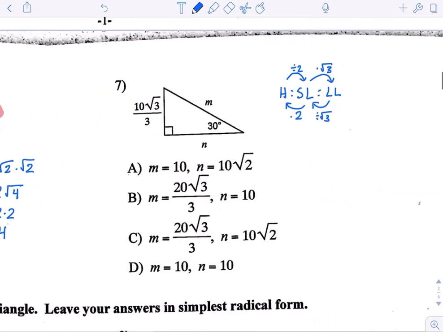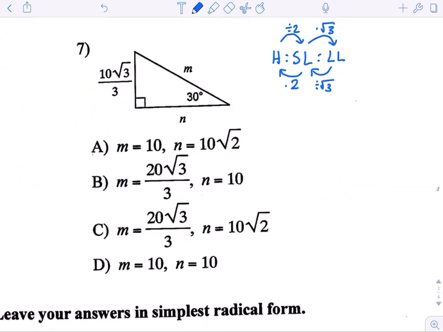All right, moving on. Number 7. So 60 degrees. This means this is the short leg, this is the long leg, and this is the hypotenuse. So we're starting at the short leg, so we need to get long leg and hypotenuse. Well, if we're starting here, right, let's go to hypotenuse first. So to go to hypotenuse, we have to multiply by 2. So 10 rad 3 all over 3 times 2. Just multiply the top. 2 times 10, you guys, is just 20. And then square root of 3 all over 3. So this is our hypotenuse.